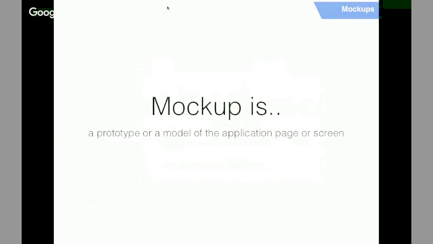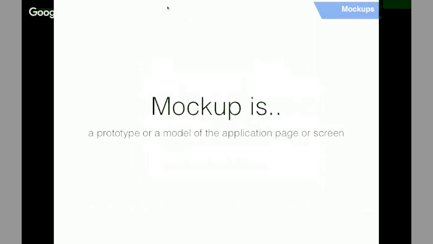Now, what is a mockup? A mockup is a prototype or a model of the application page or screen. There are two ways to interpret that, in fact. One, the more traditional way, is that the mockup presents the draft layout of the screen. It shows where different UI elements are located and roughly what these elements will look like. This is not the final user interface design of the screen. Rather, it is used to get all the stakeholders on the same page when you're discussing a particular story.